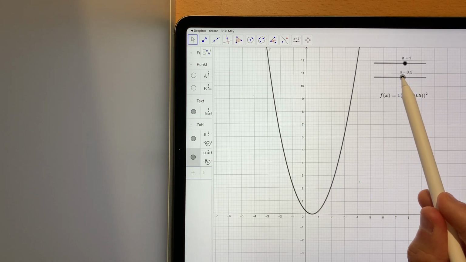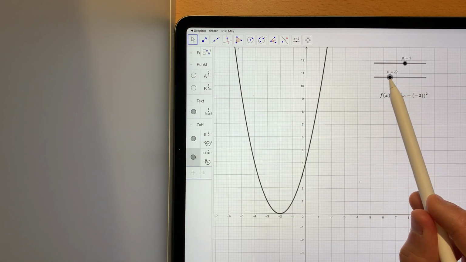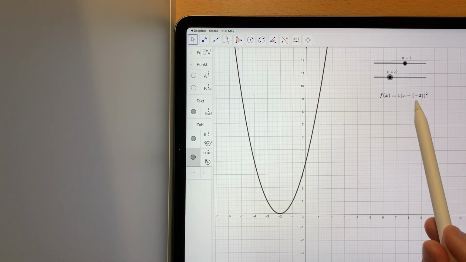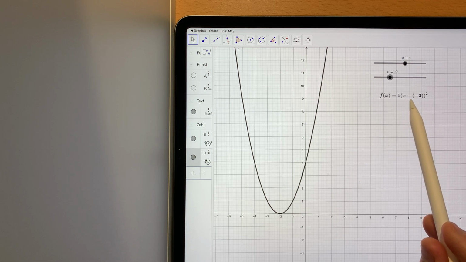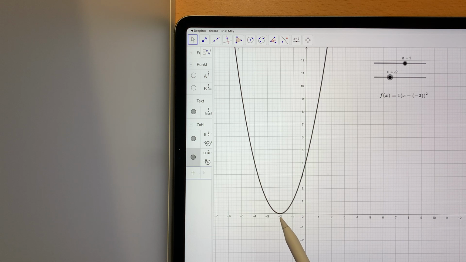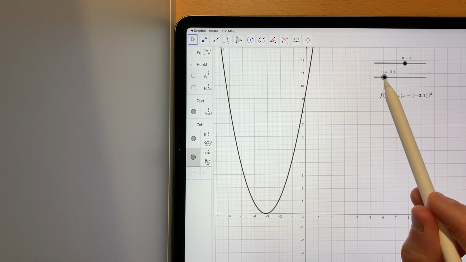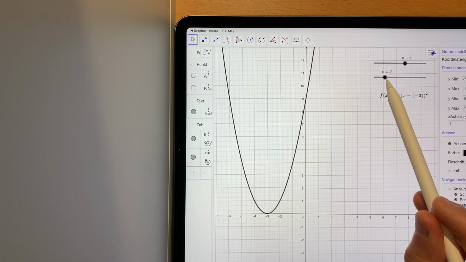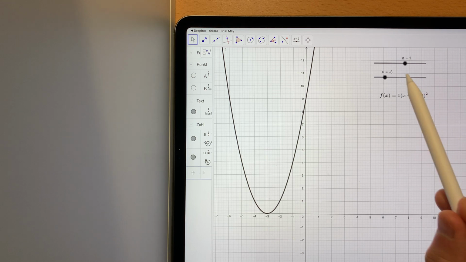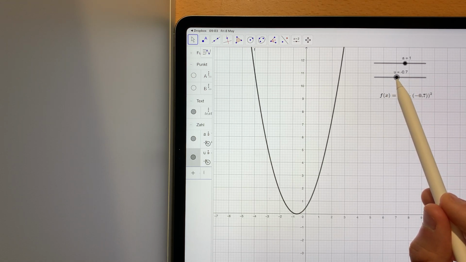Now let's go to the other side. Let's, for example, go to minus 2. So when you plug in minus 2, it's x minus minus 2, so it's x plus 2, and that means it will be shifted to the left, you see? Or let's go to minus 3. Here we go. Shifted or translated 3 units to the left. Now let's put it back to 0 here.